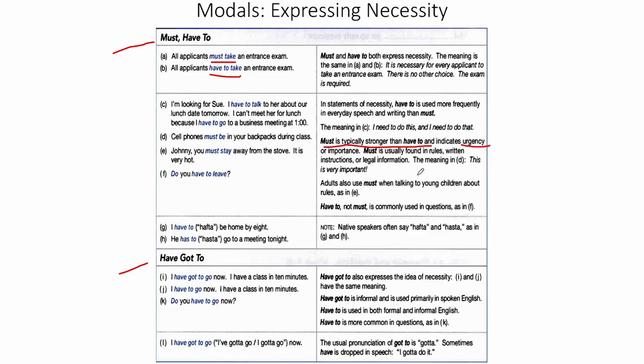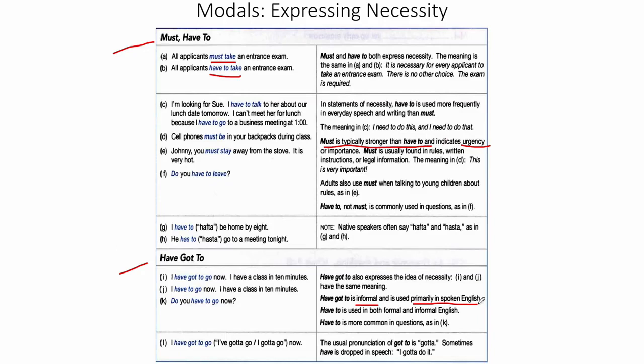And finally, we have have got to. The example: I have got to go now. I have a class in 10 minutes. So have got to also expresses the idea of necessity. Have got to is informal. This is one difference between have to and must. Have got to is informal and is used primarily in spoken English, in informal contexts between friends, family members, etc.